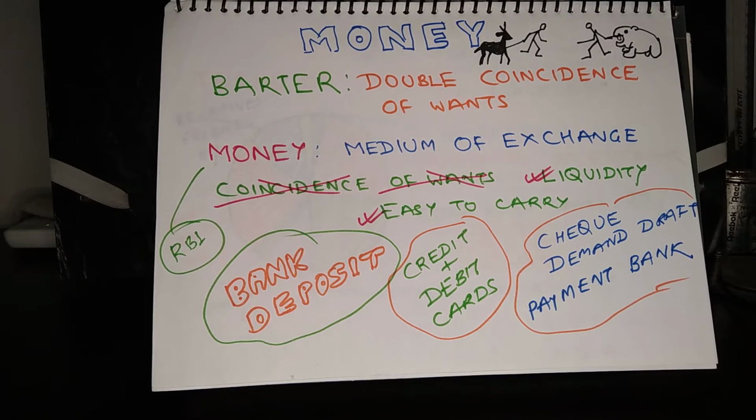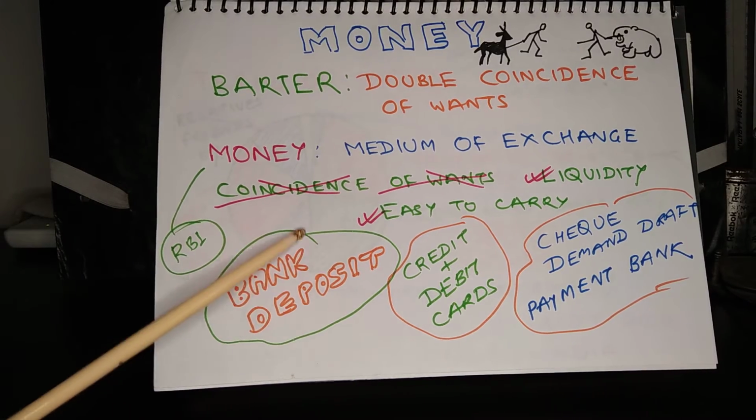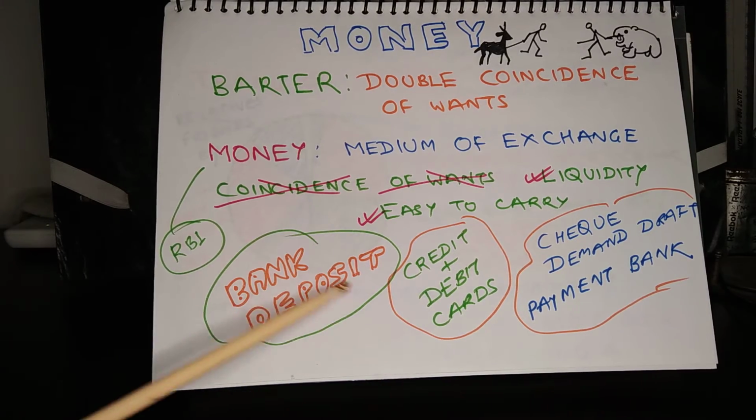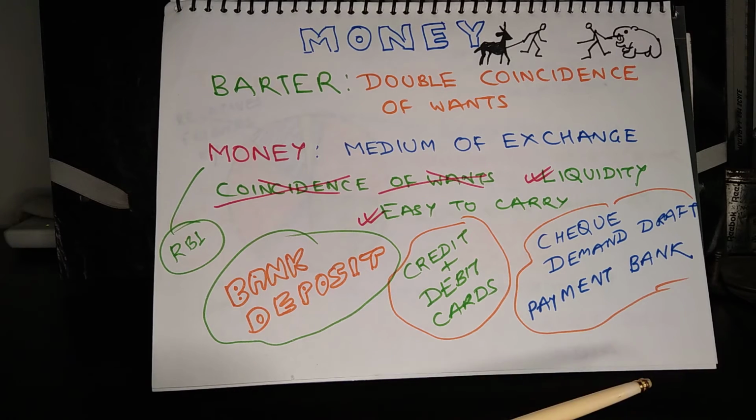Now there are different forms of money. One form is bank deposit. This is the money which you keep in your bank, and you can utilize the money from your accounts. It can be a savings account, or a current account, or other forms of account like fixed deposit accounts. So you can utilize the money by using a check or a demand draft. Nowadays we also use the payment bank.